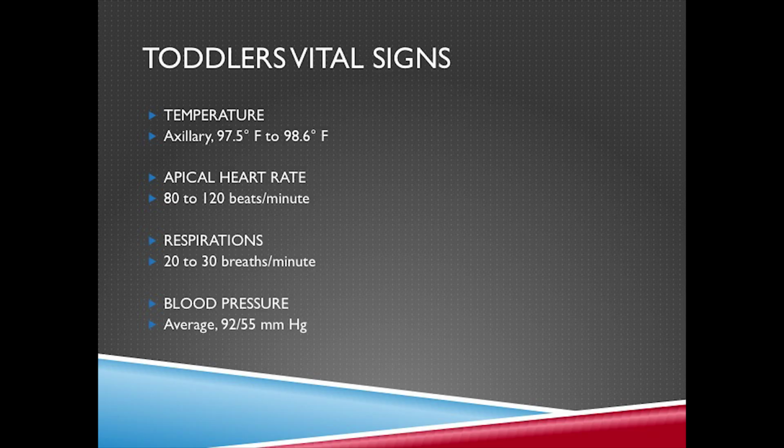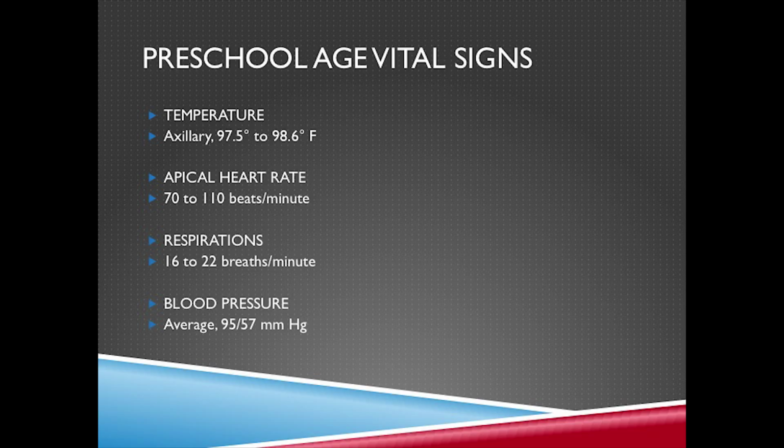Toddlers' vital signs: their temperature range is from 97.5 to 98.6. Their apical heart rate is 80 to 120. Respirations are 20 to 30. And blood pressure is 92/55.